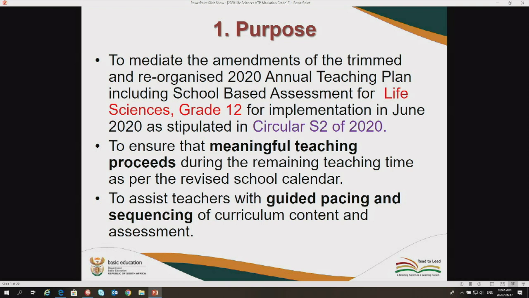The purpose can be found in circular S2 of 2020. There you see it in purple. There is also a link that we have sent to subject advisors to follow, to get you to the DBE website where you can find the circular as well as all the documentation.